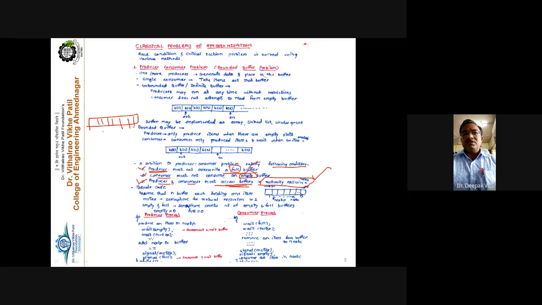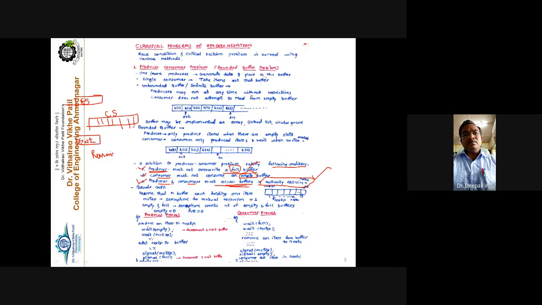This buffer is now your critical section. Getting this point or not? See again the architecture. Here is your entry section, then this is your critical section, this is your exit section, and this is your remainder section.